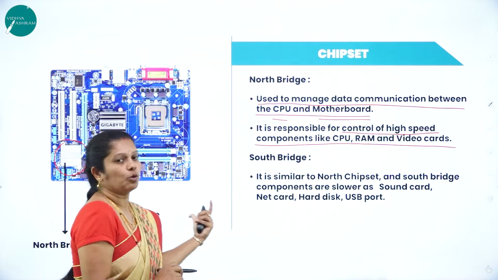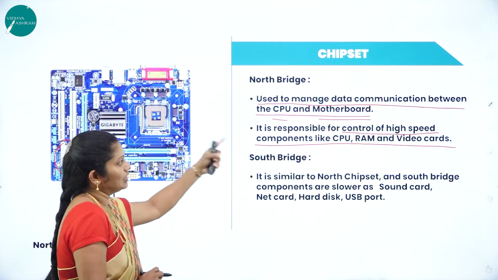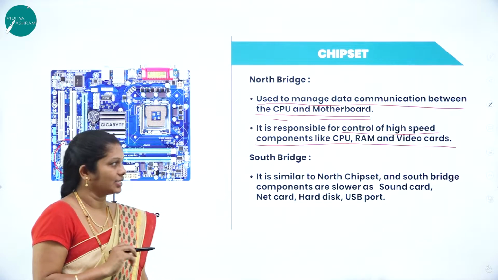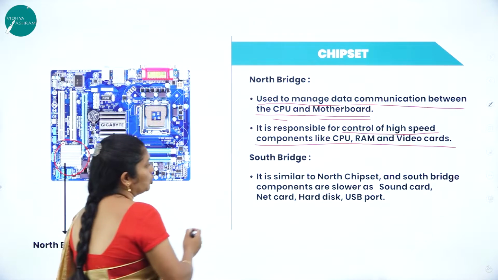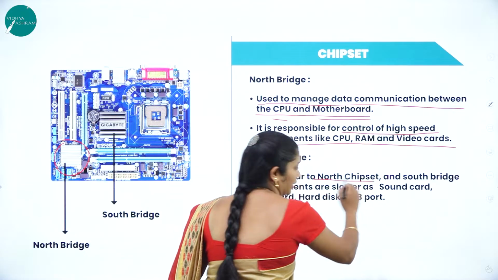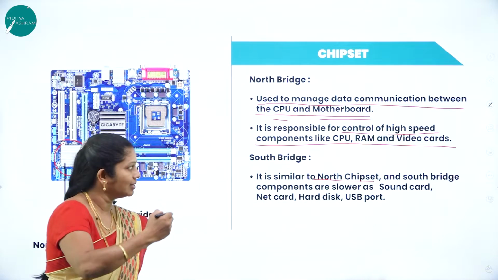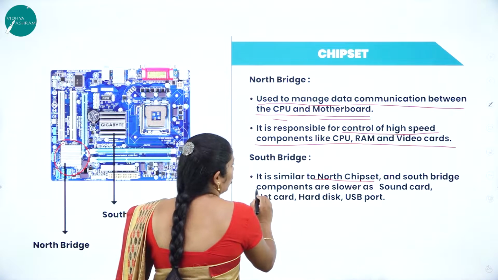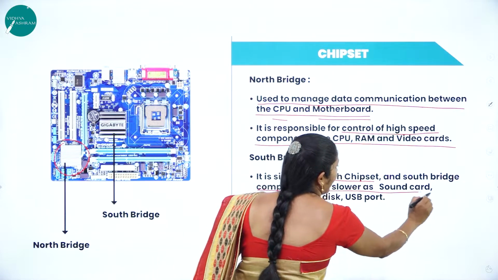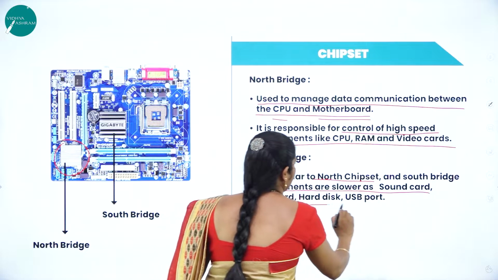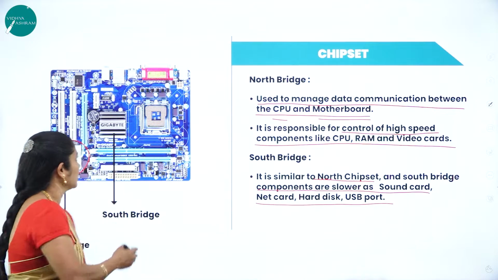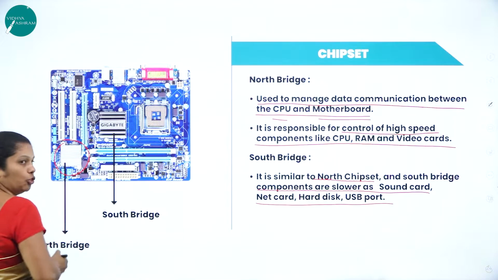This is mainly responsible to control all the transactions which take place between the CPU as well as RAM as well as video cards. But when we come to the south bridge, it is similar to the north bridge. It works in the same way as the north bridge. And south bridge components are slower, such as sound card, network card and hard disk as well as UPS. This is the south bridge and this is the north bridge.